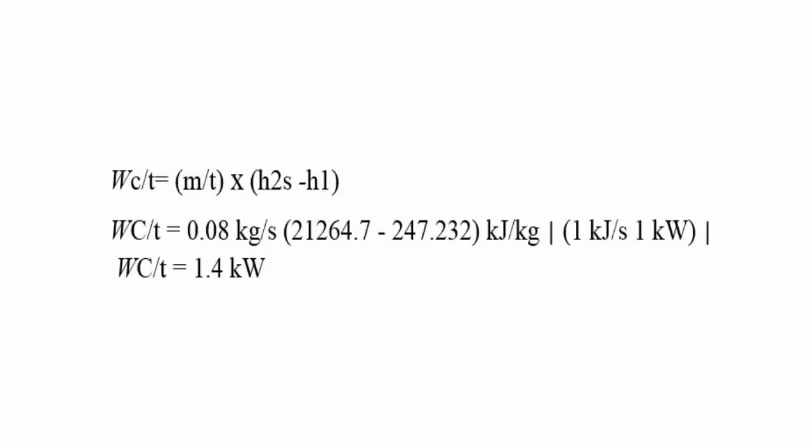Now as we have calculated all the enthalpies, now we will calculate the work done of the compressor. As you can see, the work done of the compressor, WC by time, as the fluid is flowing at a certain time rate, is equal to mass flow rate of the fluid into H2S minus H1. Now we put all three values and do the unit conversion. Here the WC by T is equal to 1.4 kilowatts.